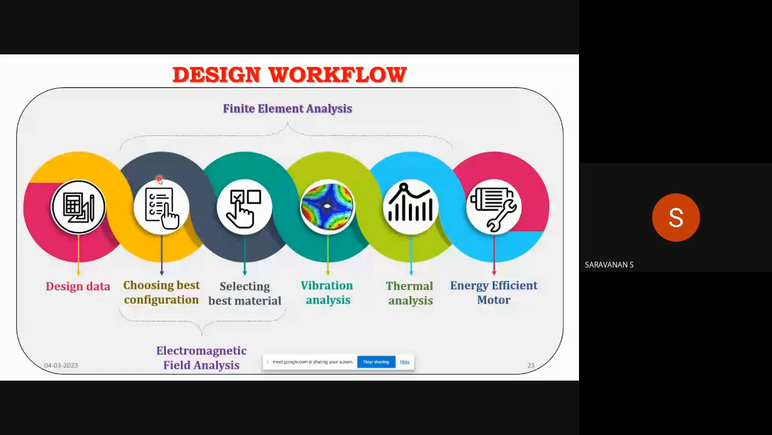So if our objective is to reduce the torque ripple, then we need to choose the configuration which produces less torque ripple and less losses. Then selection of best material. Next stage is selection of best material. In material wise, in design, the materials can be decided for producing less losses. For loss minimization, this stage can be used.